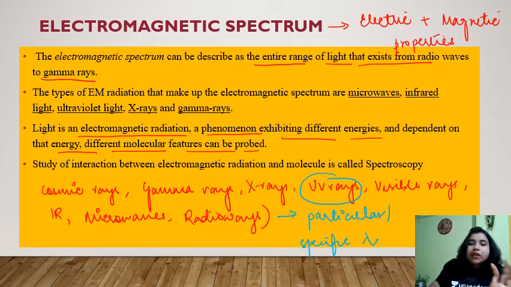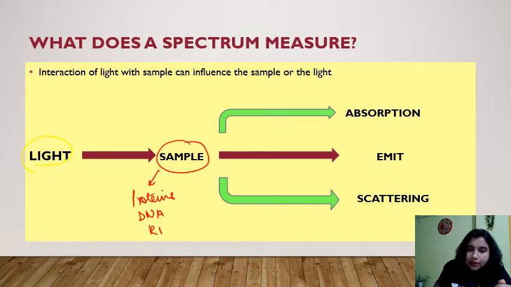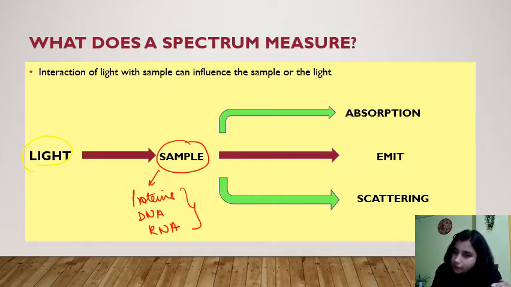Now, what is spectroscopy? Spectroscopy is the interaction of electromagnetic radiation and the molecule. Suppose this is a light, as you can see here, and this is our sample. Our sample can be proteins, DNA, or RNA. So when the light interacts with the sample, it can be anything: a protein, a DNA, or an RNA.